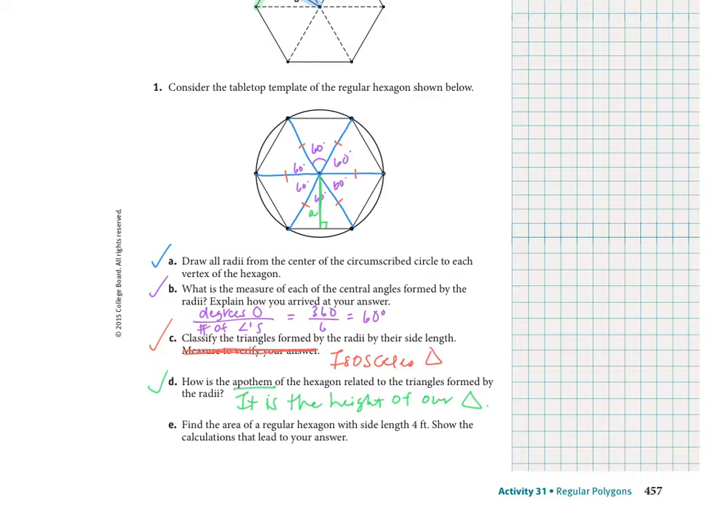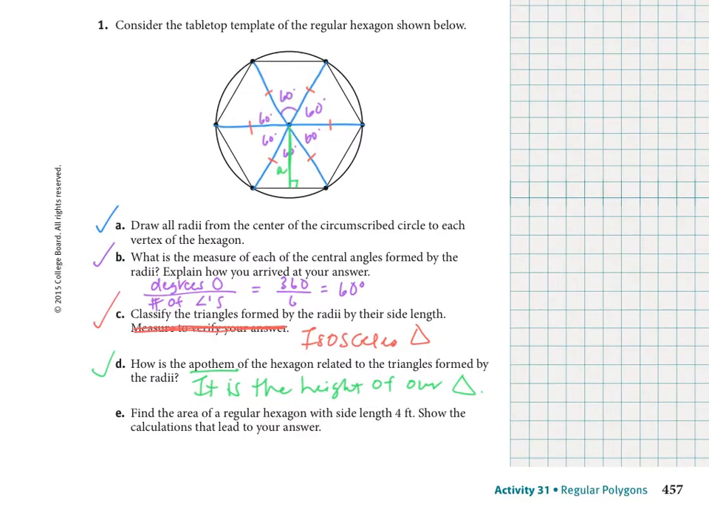So now, part 3 says, find the area of a regular hexagon with side length of 4 feet. It says, show the calculations that led to your answer. Let's start off by zoning in on what we really drew. Let's start zoning in on that triangle. So off to the side over here, I'm going to start to draw that triangle so I can have a bigger picture of it.